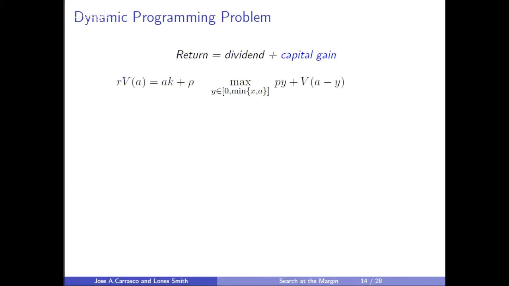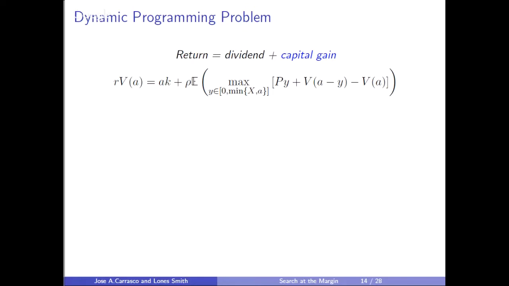And I need to account for the fact that I have a continuation value. So when I'm selling this, I keep A minus Y, right? Why did I leave a space there? Because P and X are random variables. Okay, P and X. So I need to take expectation of them. Okay?